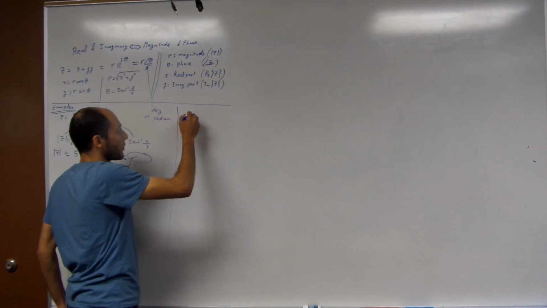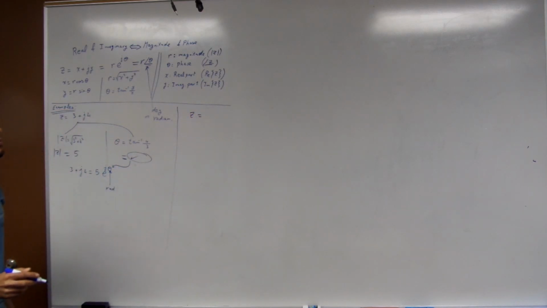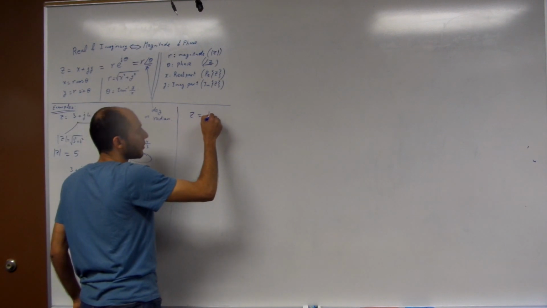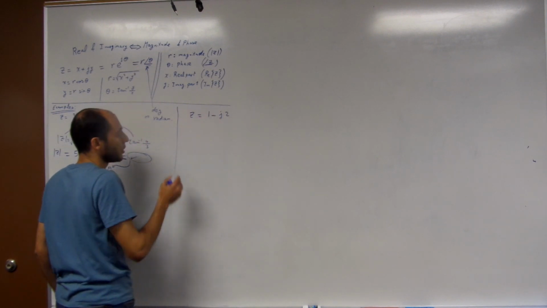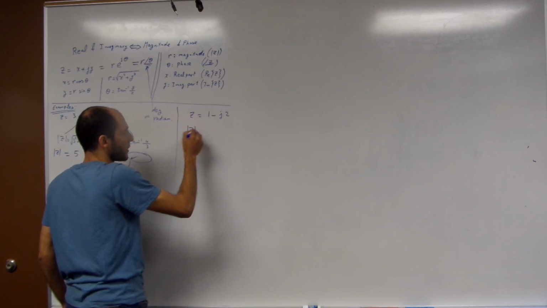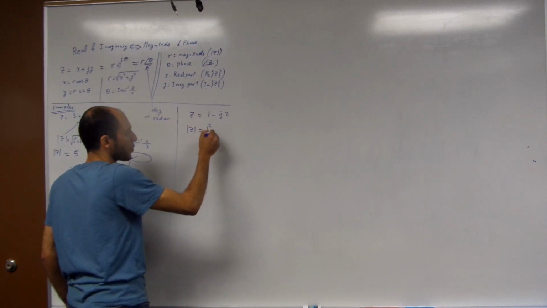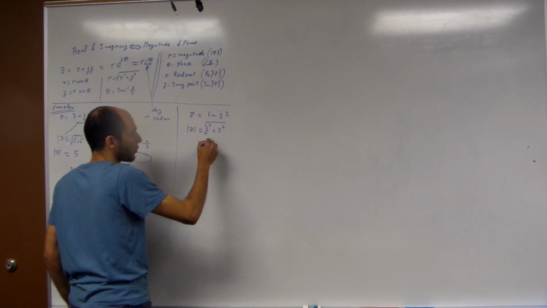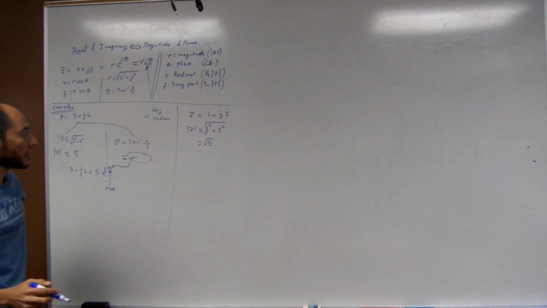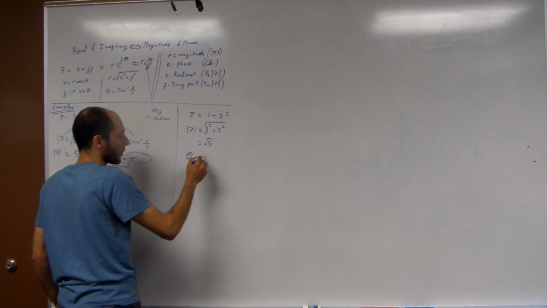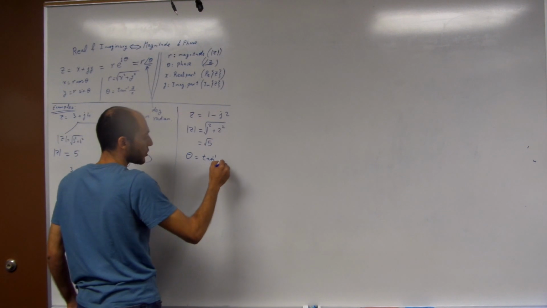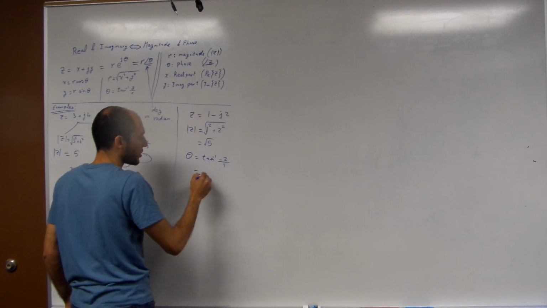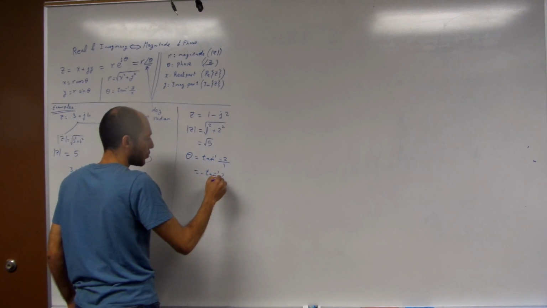So, let's take another example to illustrate this idea. Let's see if we have z equal to 1 plus j2. Or let's say 1 minus j2. In that case, the absolute value of z equals the square root of 1 squared plus 2 squared, which is equal to the square root of 5. That's the value of the magnitude. The value of theta equals tan inverse of y, which is negative 2, over 1, which is negative tan inverse 2.